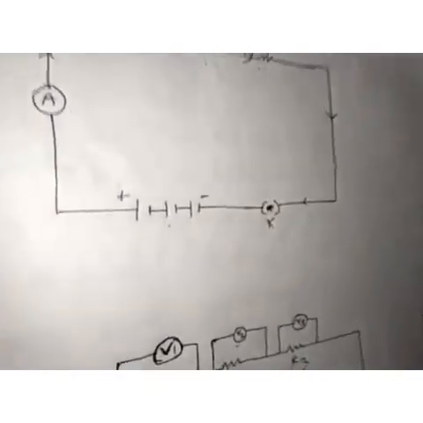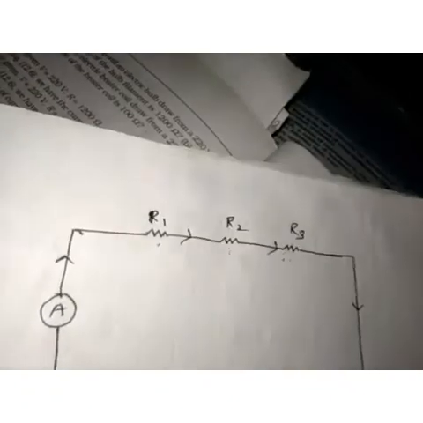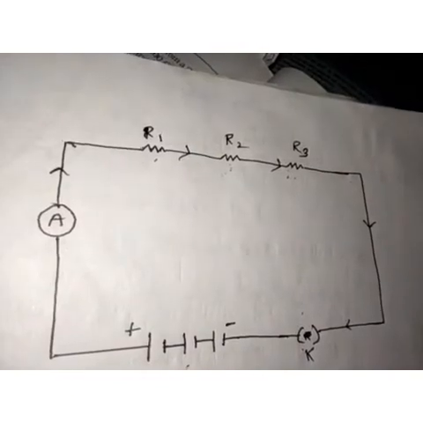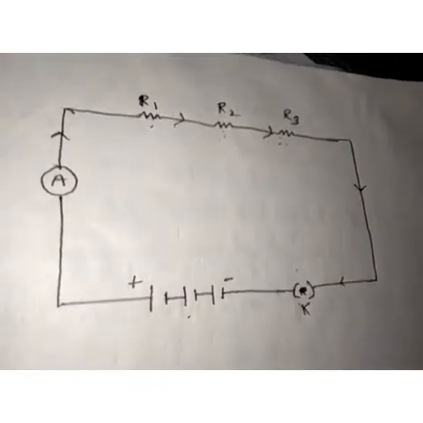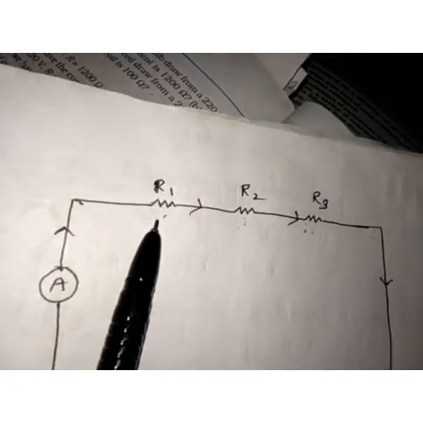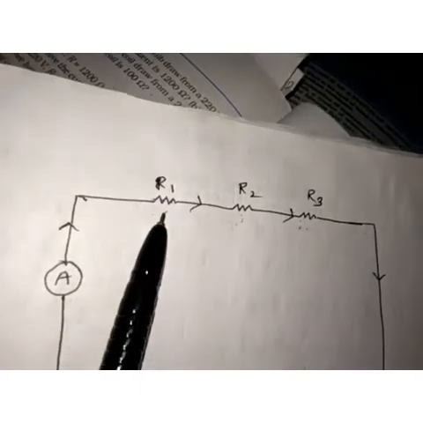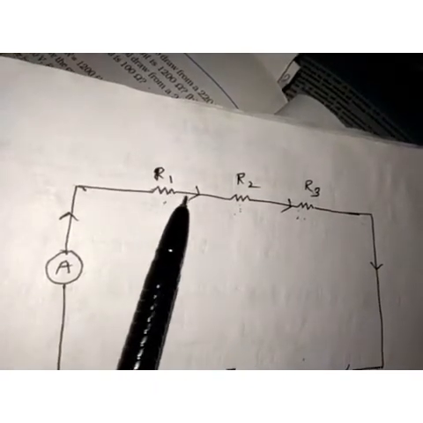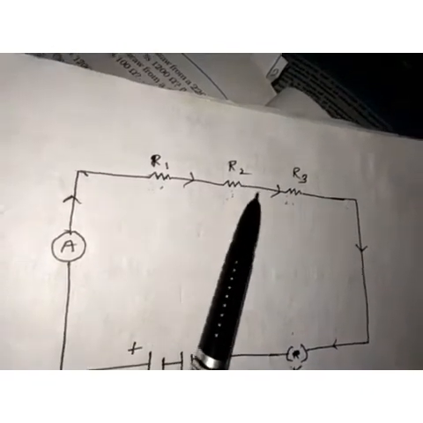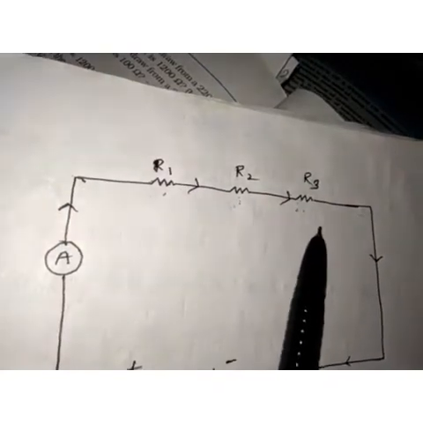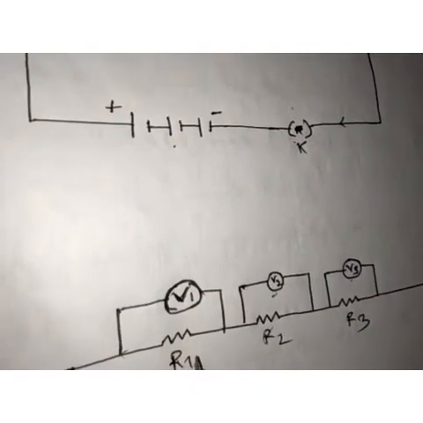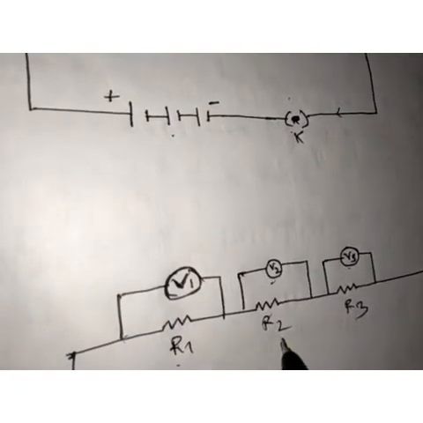Then what you have learned: when resistors are connected in series, there is no division of current. So throughout the circuit, the same amount of current is flowing. If current I is flowing through resistor R1, then through R2 and R3 also current I only will be passed. But the potential difference may be different across the individual resistors.